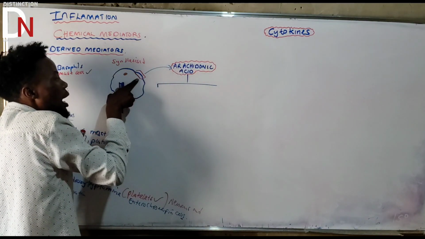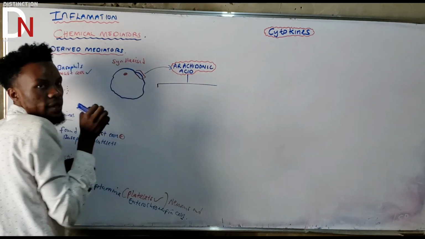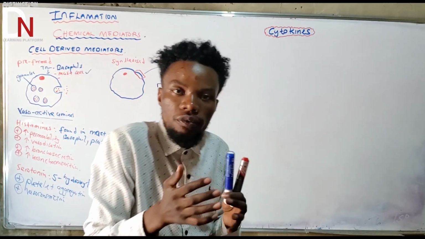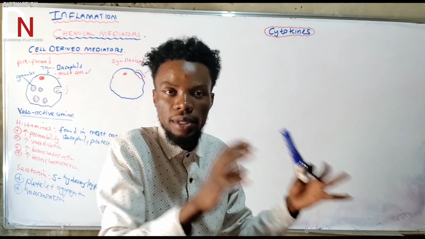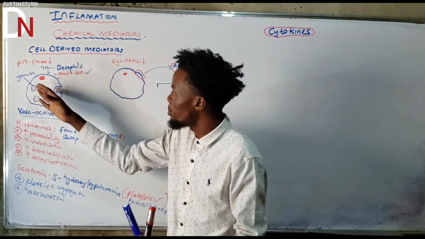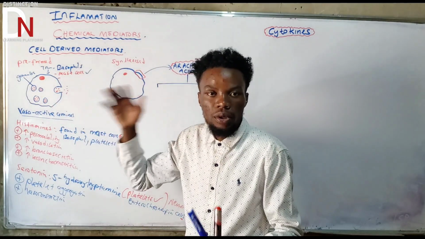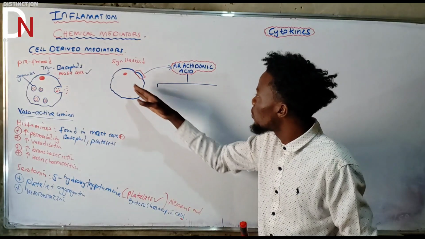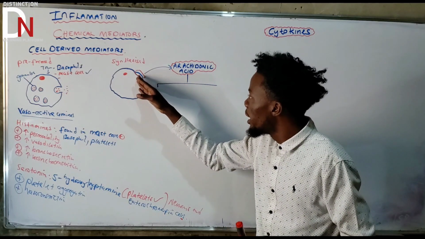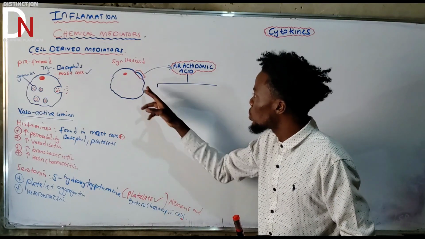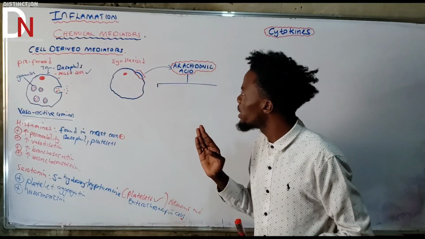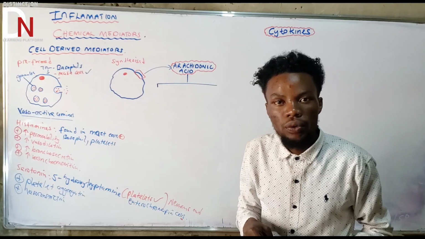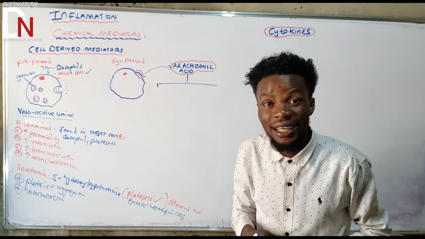Now the question you can ask is, how is this arachidonic acid going to be removed from that cell membrane? For it to be removed, there has to be a stimulus, maybe trauma, bacteria, or toxins. They come and activate the cell. Then there is a certain enzyme that's going to remove the arachidonic acid from the cell membrane. We call it phospholipase A2.